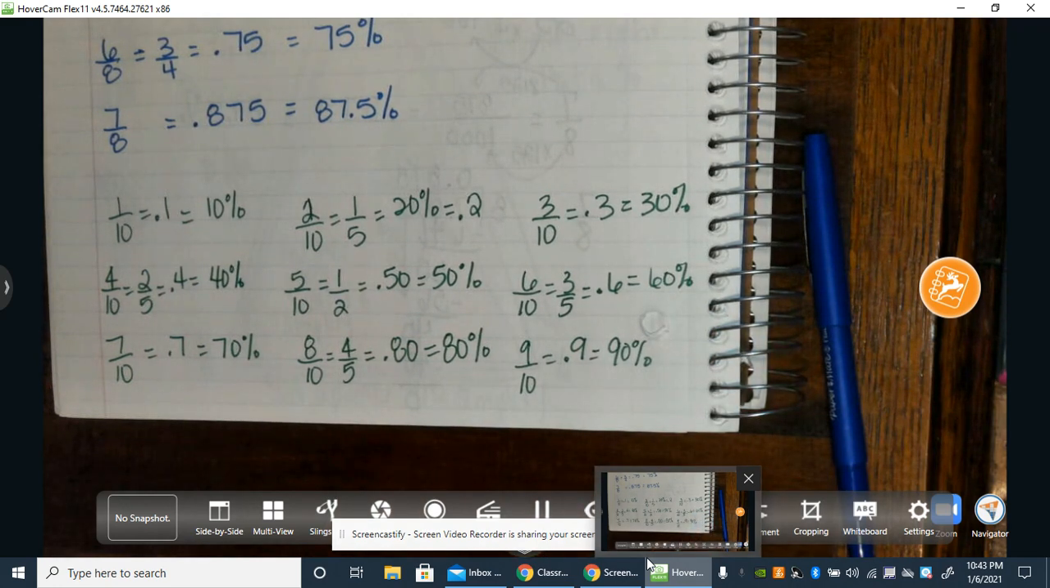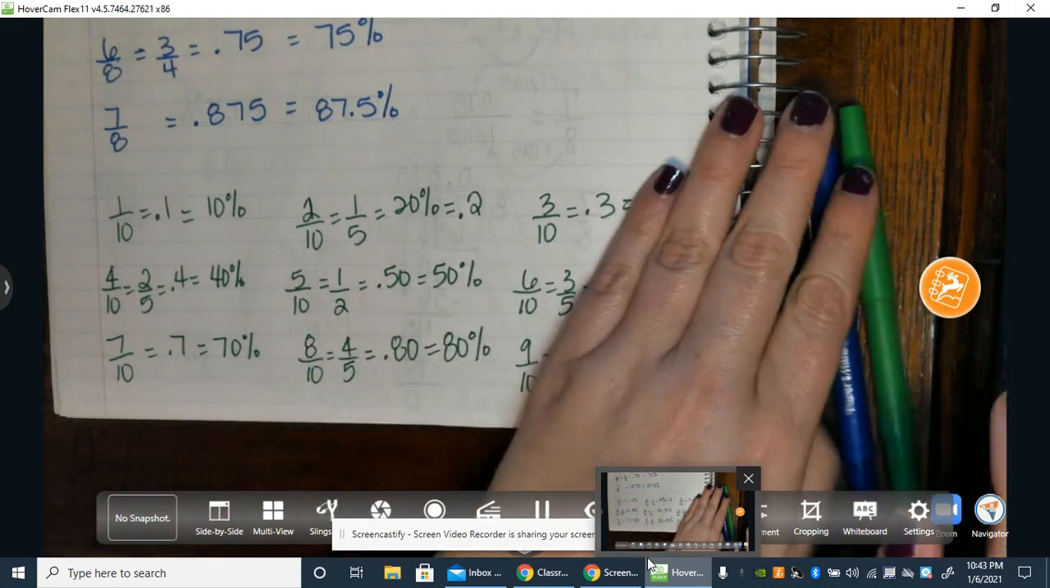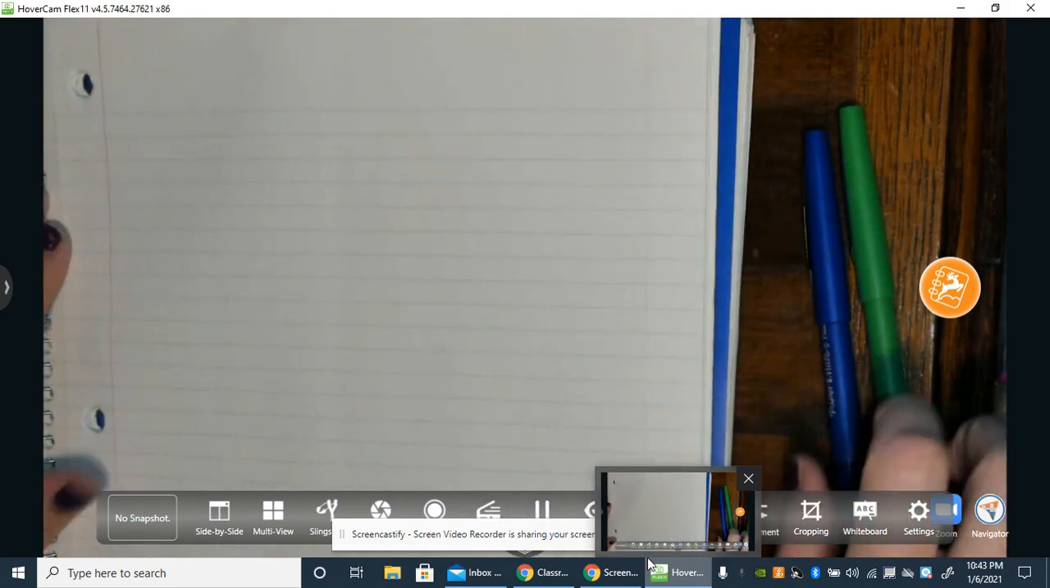Okay? So these are the conclusion of those benchmark fractions that are most likely seen, tenths and eighths. Now on your next page, we're going to talk about how to go from a fraction to a decimal and percent, just like what we did yesterday, trying to find a denominator that's 100.